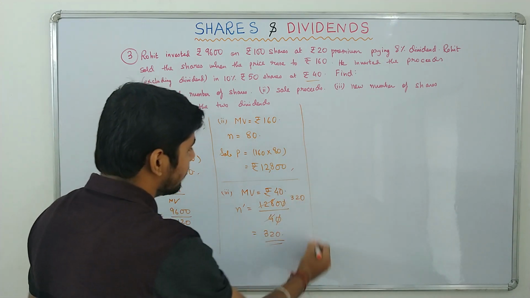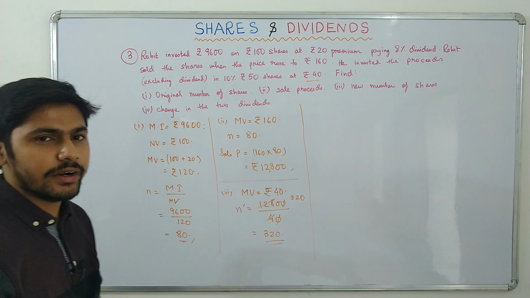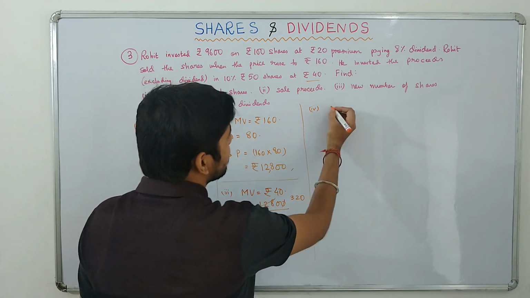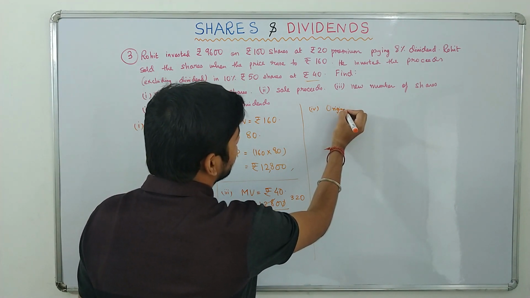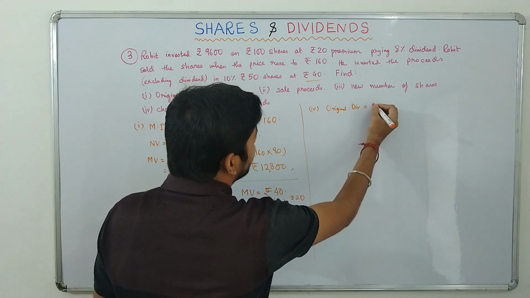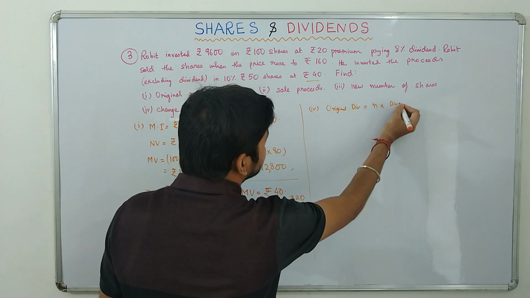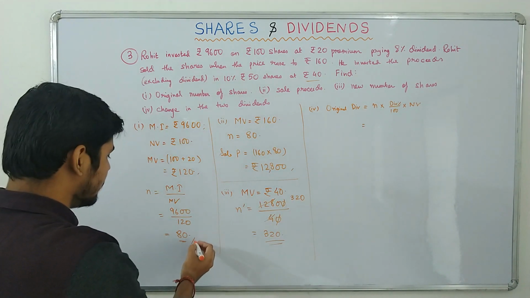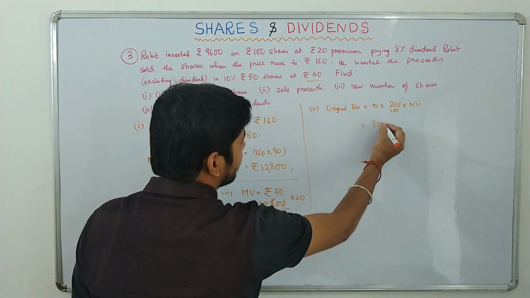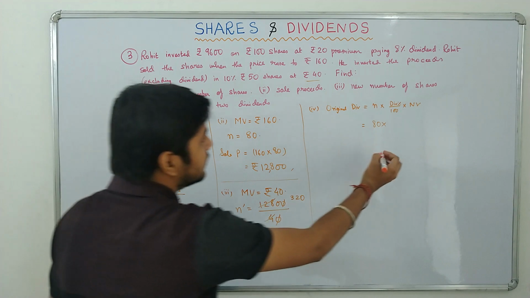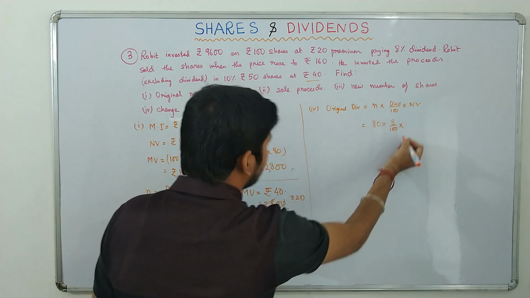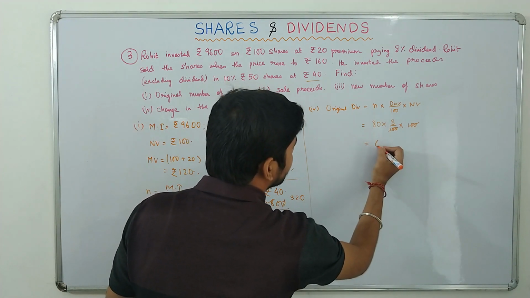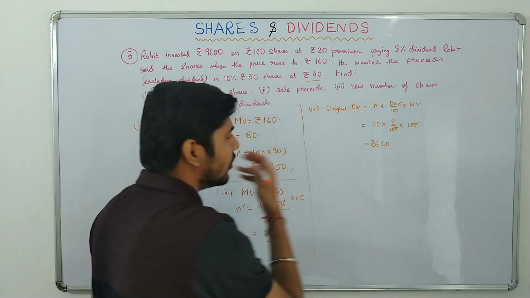And finally, we have to calculate the change in the two dividends. So first, let's calculate the dividend of the original transaction. Say original dividend is equal to number of shares N into dividend percent divided by 100 into the nominal value. Number of shares originally was 80. The dividend percent was 8%. And the nominal value was 100. So we have 640. So rupees 640 was the original dividend.